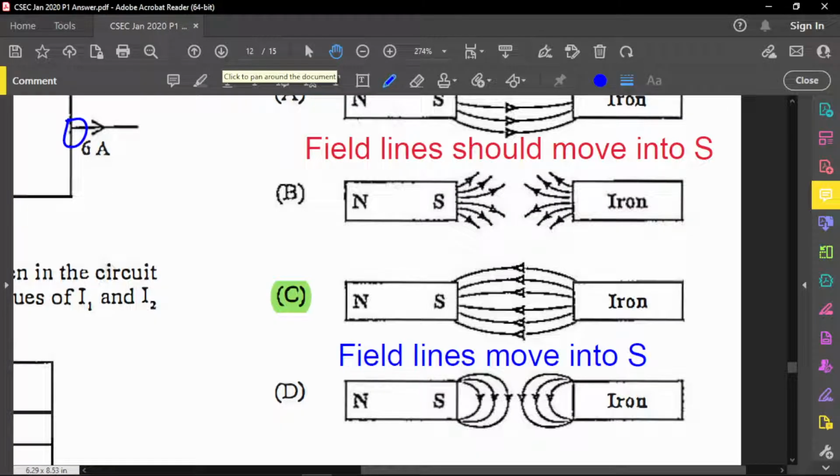As opposed to A. All right, definitely B, no. That's showing repulsion. D is also wrong.